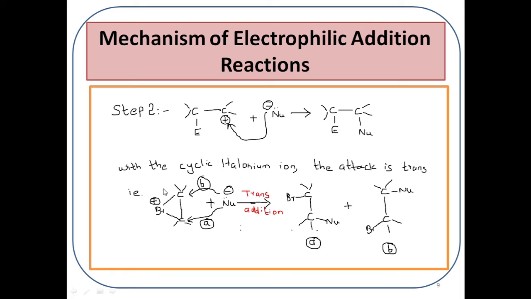This same reaction may be represented by the cyclic bromonium ion. If we observe this reaction with the cyclic bromonium ion, then we can see that the addition is always a trans addition. Trans addition is also known as anti-addition. That is, addition takes place from the opposite side of the bromonium ion. And in this reaction, we can have two pathways, namely path A and path B. Path A gives one isomer, and path B gives another isomer, A and B.